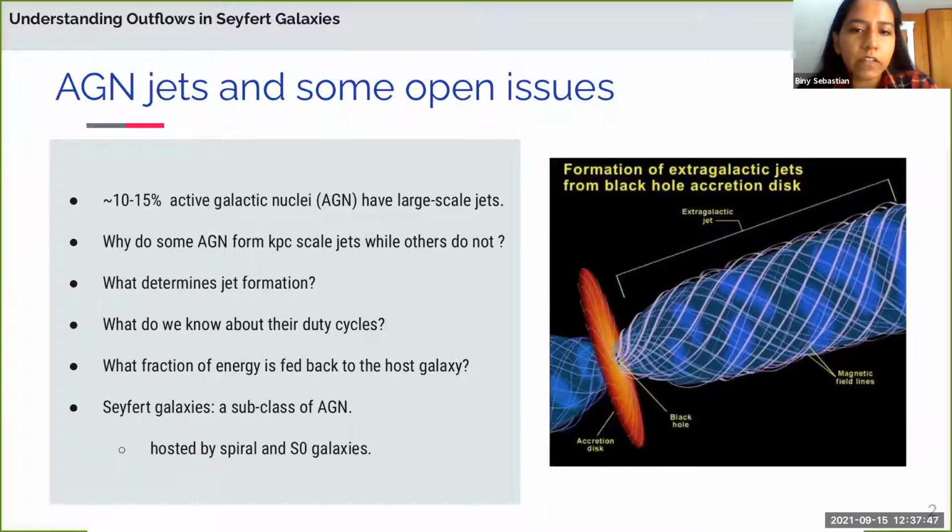So, despite several decades of research in the field of AGN jets, there are still a lot of things we do not know about them. We know that only 10 to 15% of AGN host large-scale jets. So why is it that only some AGN host jets that extend up to kiloparsec scales, whereas most of them don't? What are the factors that affect jet formation? Another question is regarding their duty cycles. For how long does one episode last, and how often do they restart, and does it depend on the type of AGN and so on? How much of the jet kinetic energy is being fed back into the host galaxy?